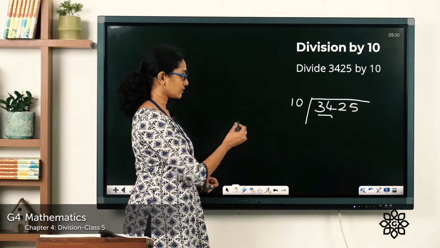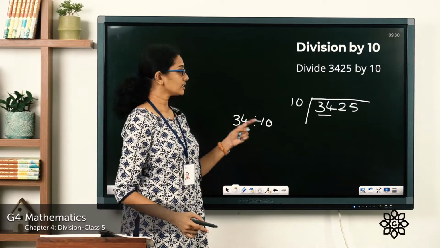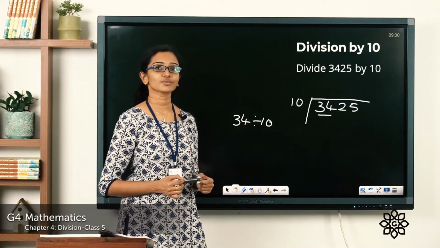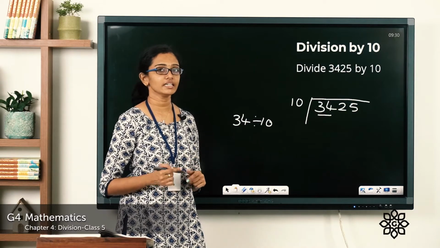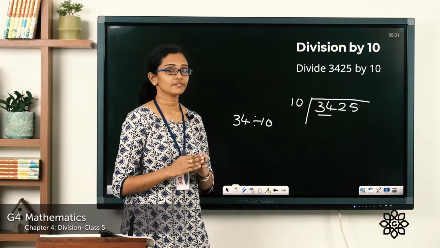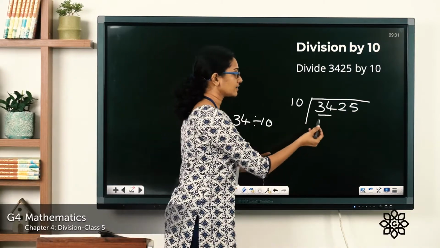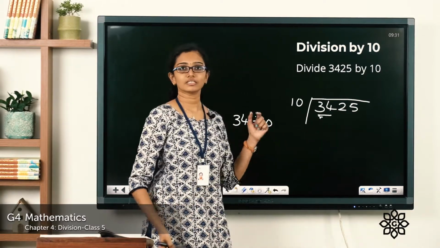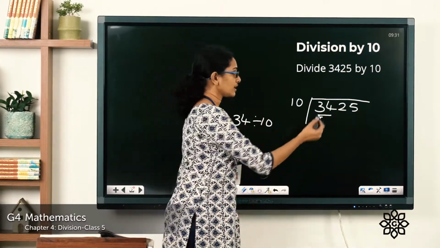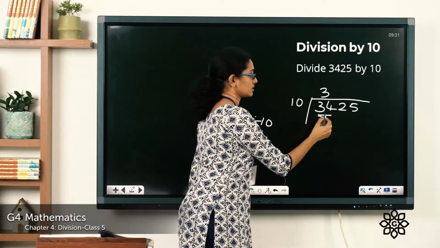So it is 34 divided by 10, right? Now how many 10s will go in 34? 10 ones are 10, 10 twos are 20, 10 threes are 30, 10 fours are 40. See, we have to take the factor which gives a multiple which is either less than or equal to the dividend we are considering. So that will tell us to take 3 here, so that 10 threes are 30.